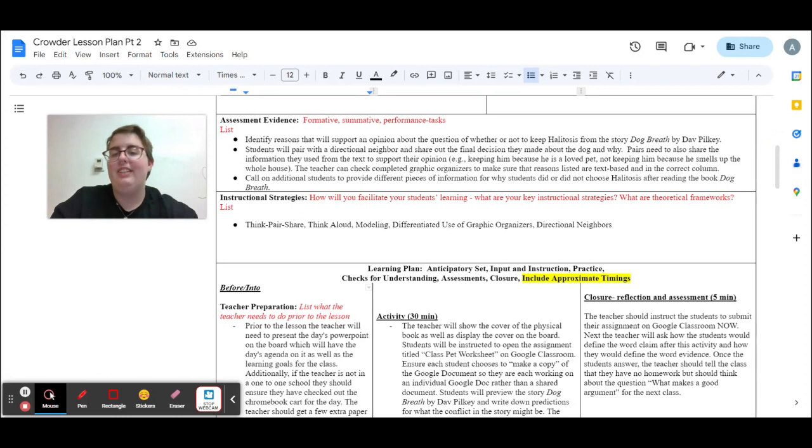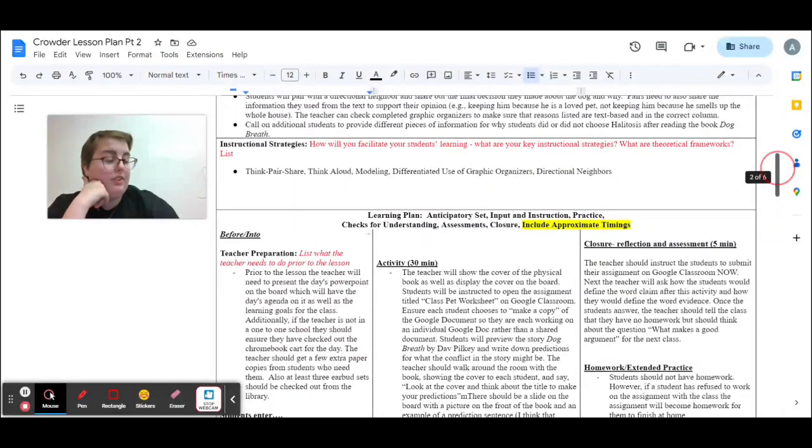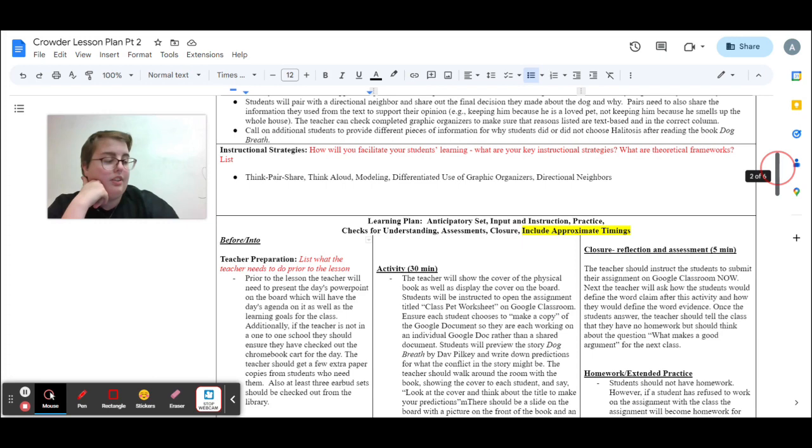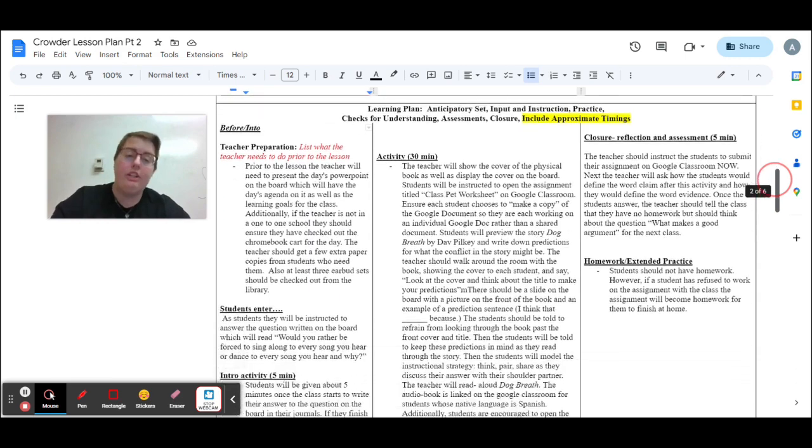formative, summative, performance task assessment. So formative is represented a lot in this lesson. Sorry. It occurs during the learning process, unlike summative, which occurs after the learning process.